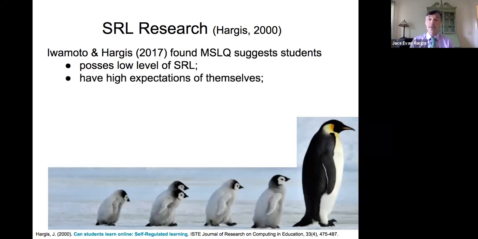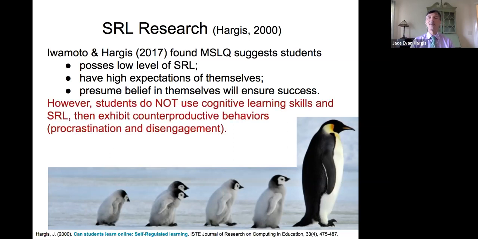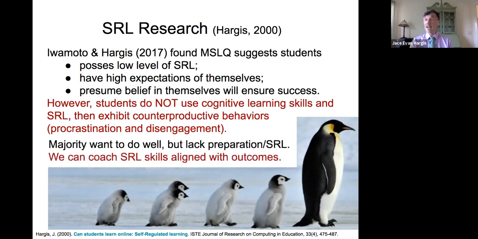They do typically have high expectations of themselves, which is not necessarily a bad thing. But what we found is that when that's coupled with their lack of self-regulation, sometimes they make the assumption that just by believing in themselves, they'll be successful, which we know is not true. We need to be thinking about the fact that they're not using these cognitive learning skills, right? These information processing skills, these metacognition skills, these self-regulative skills. And so therefore they tend to realize they're not being as successful.